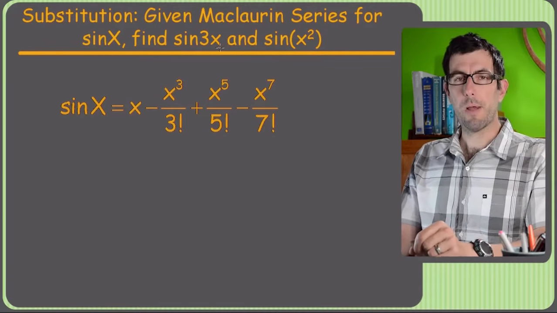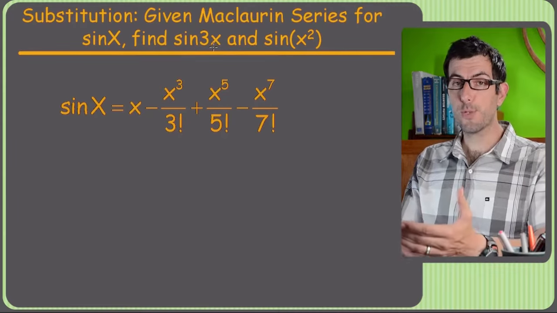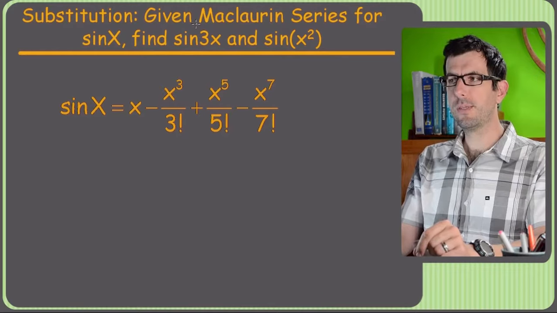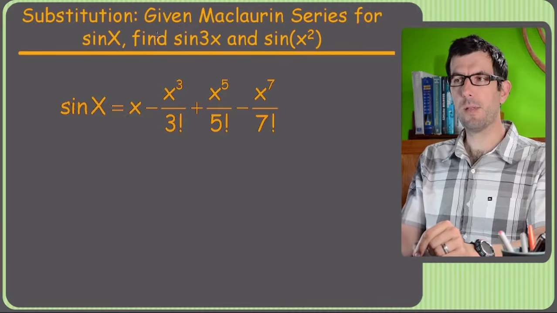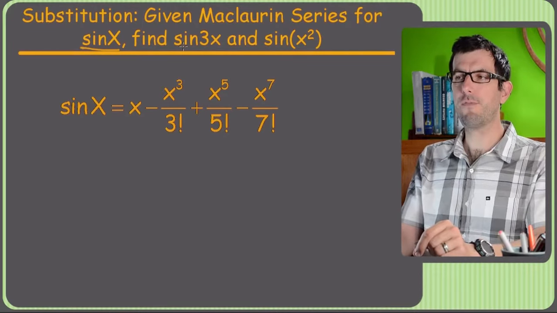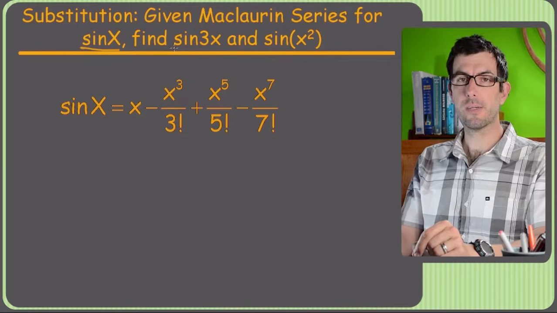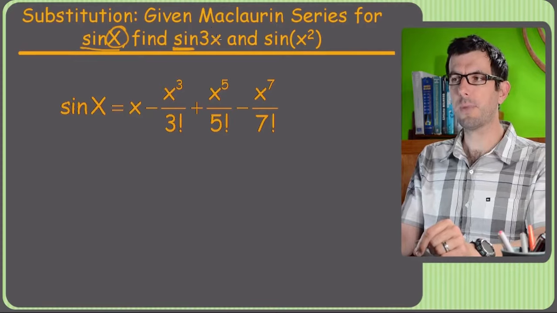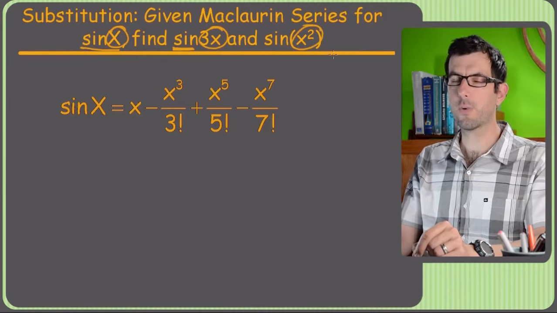All right, there's another type of problem they'll sometimes ask you to do, and this is really straightforward. It's just kind of confusing directions possibly. So what they'll do is they'll give you the Maclaurin series for something simple like sine x, and then they'll ask you to find the Maclaurin series for that same function, but with a different argument. So they'll give you x, but then they'll ask for 3x, or they'll ask for x squared.